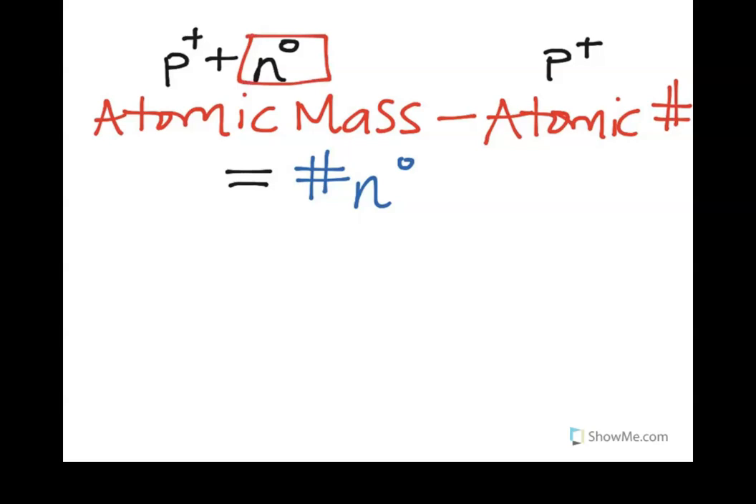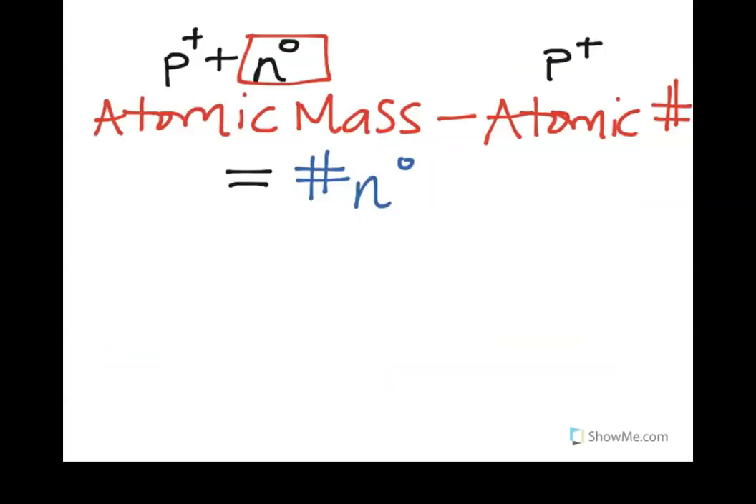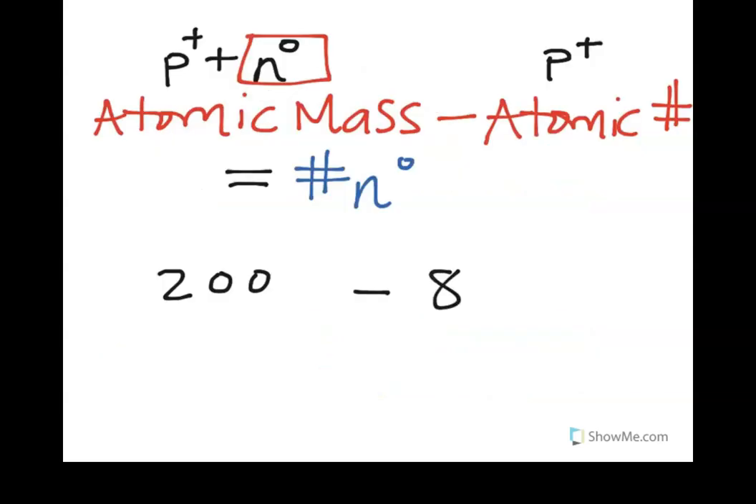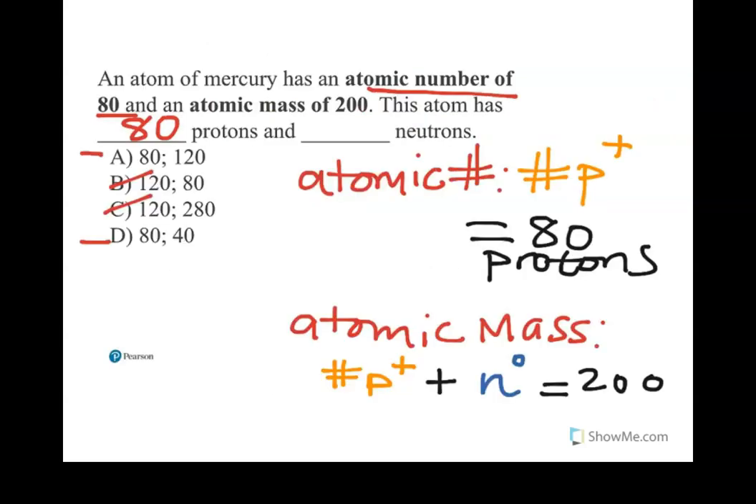So I'll go ahead and do that. My atomic mass from the previous question, if we look at that, that's 200. So I'm going to go ahead and do 200 and subtract the atomic number. That's 80. That's going to give me the number of neutrons. 200 minus 80 is 120. That is my number of neutrons. That is option A. Final answer.